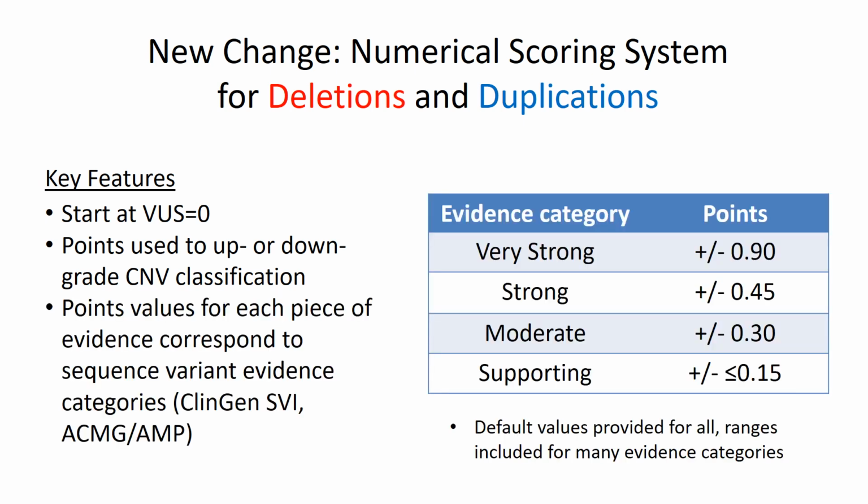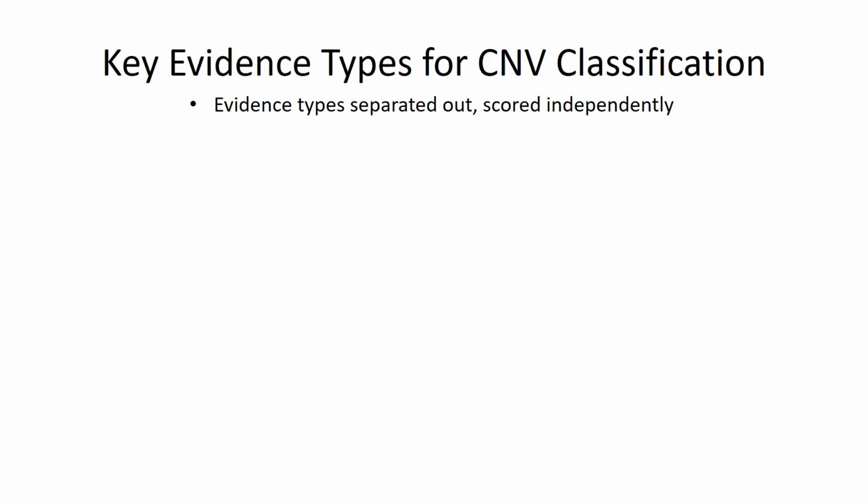Each piece of evidence is evaluated based on its categorical strength and assigned a corresponding point score using categories intended to harmonize with those used for sequence variant interpretation. Default values are provided for all evidence types, but ranges are included for many categories to provide flexibility based on evidence strength within a category. Each CNV metric has the same 5 key evidence types evaluated, which are separated into different sections and scored independently.